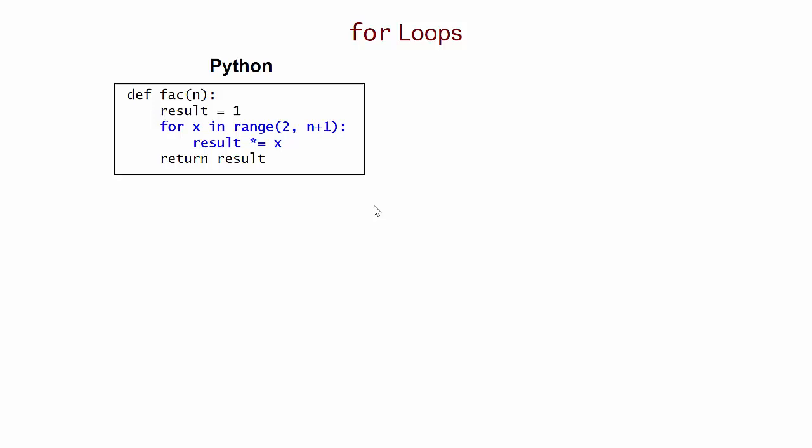So x is going to take on every integer from 2 up to n. Notice that we have to say n plus 1 because range goes from its first value up to but not including the second value. So for every integer from 2 to n, we're going to multiply that value of x by the current value of the result, and we will gradually accumulate the factorial. And then once the loop is done, we return the final result.